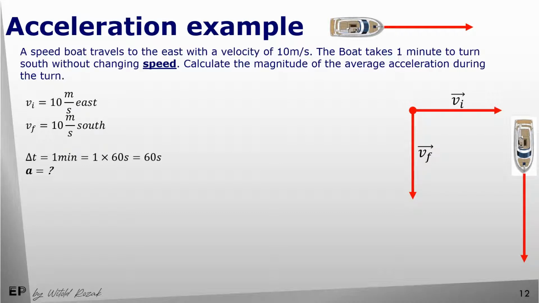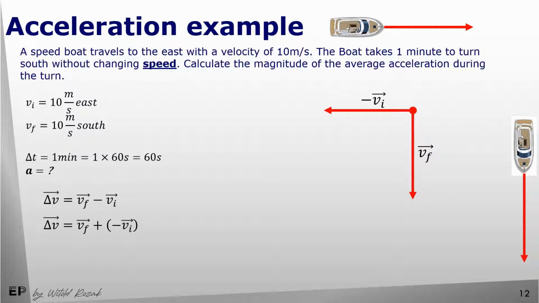To calculate the acceleration, we will first have to calculate the change in velocity. To calculate the change in velocity, we'll subtract the initial velocity from the final velocity, but because velocity is a vector quantity, we'll have to subtract the two vectors shown on the diagram. Subtracting a vector is the same as adding a negative vector, which means a vector in the opposite direction. We'll now add these two vectors to find the change in velocity. Initial and final velocities were at the right angle, so we end up with this right-angled triangle.